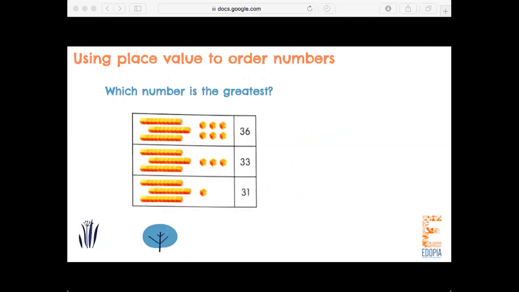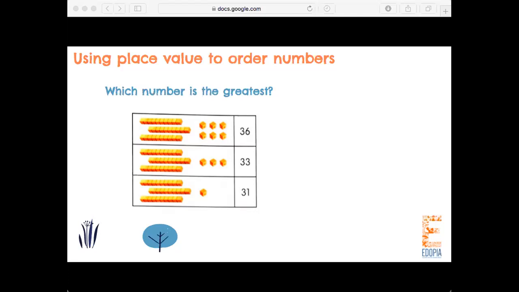Okay, so how should we begin? How do we compare numbers? We begin comparing numbers by considering the digits in the greatest place. In this picture, there are three numbers. There's 36, 33, and 31. These are two-digit numbers, so they have tens as their greatest place. So now let's compare the digits in the tens place. There are three tens, and three tens. So the tens are equal. Hence we now compare the ones.